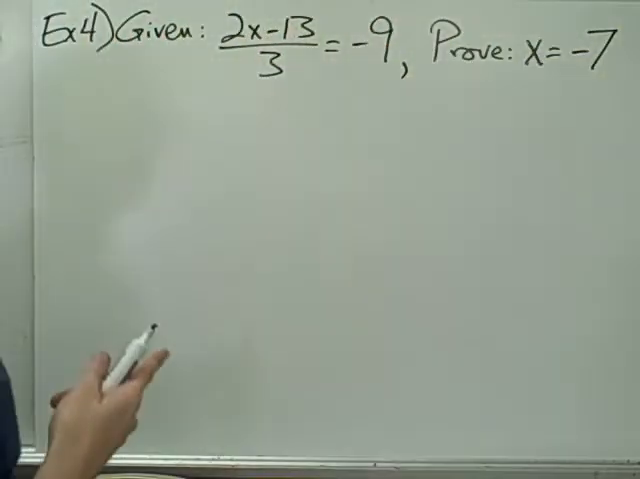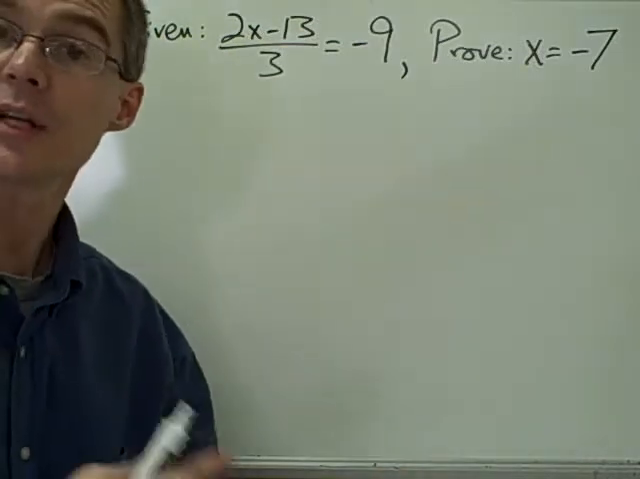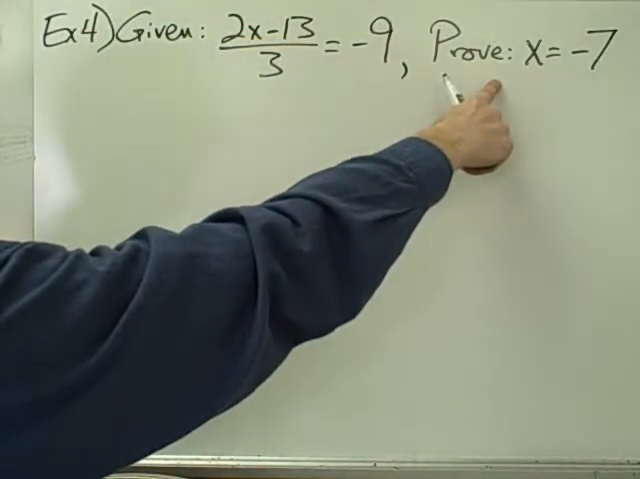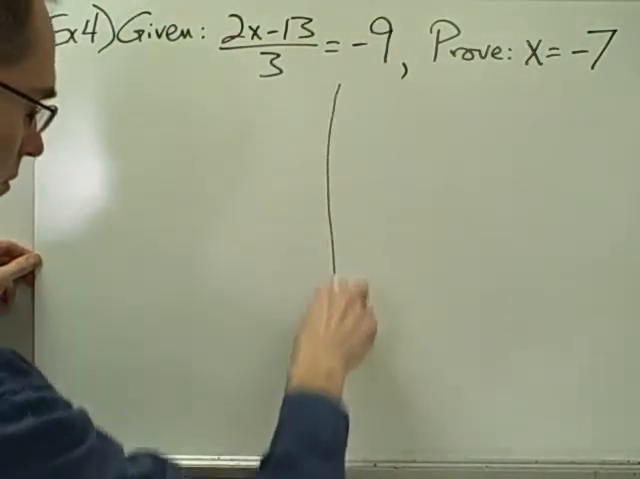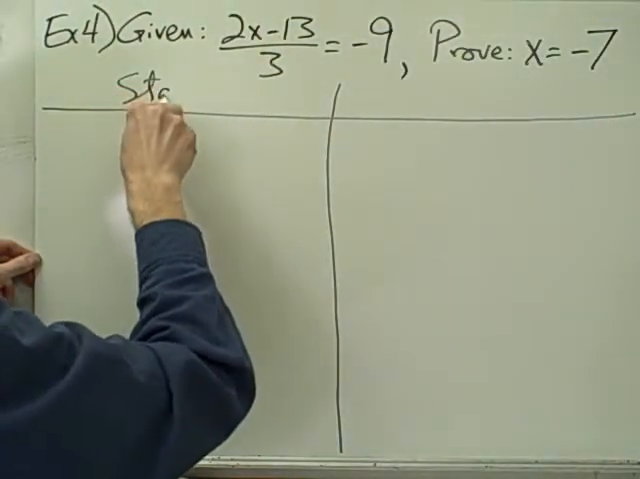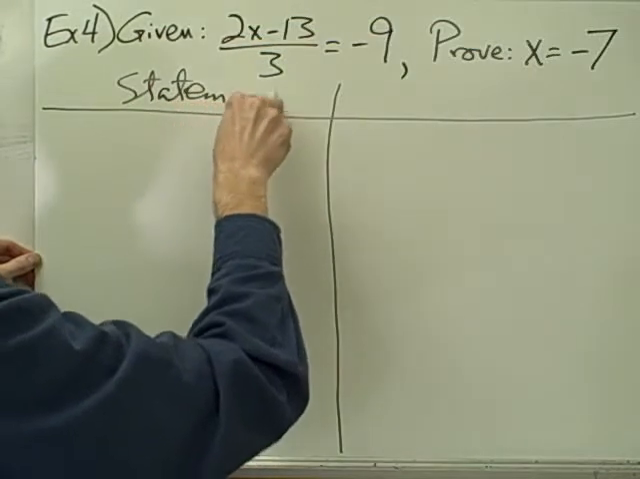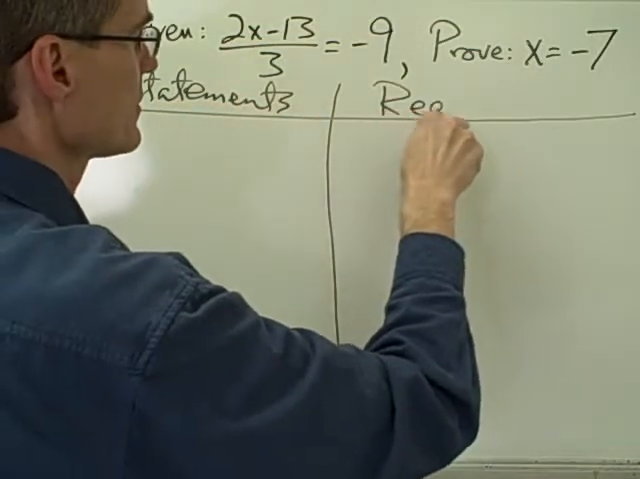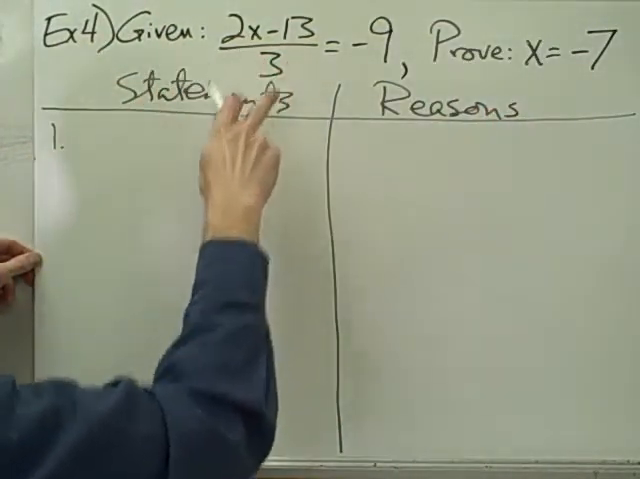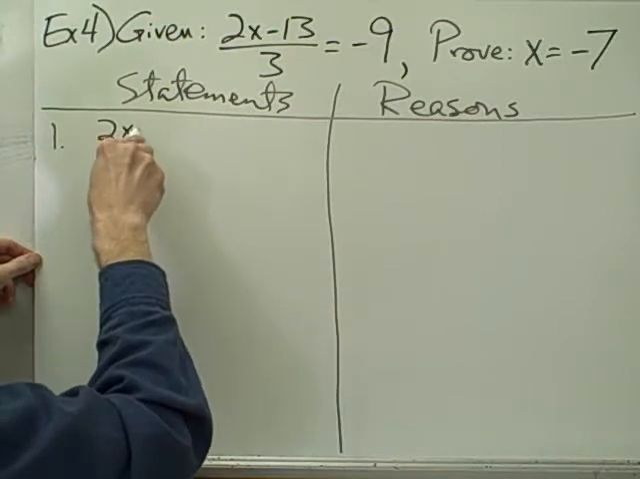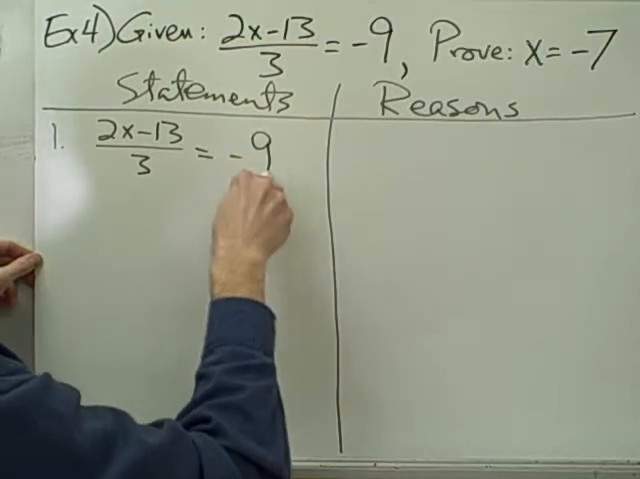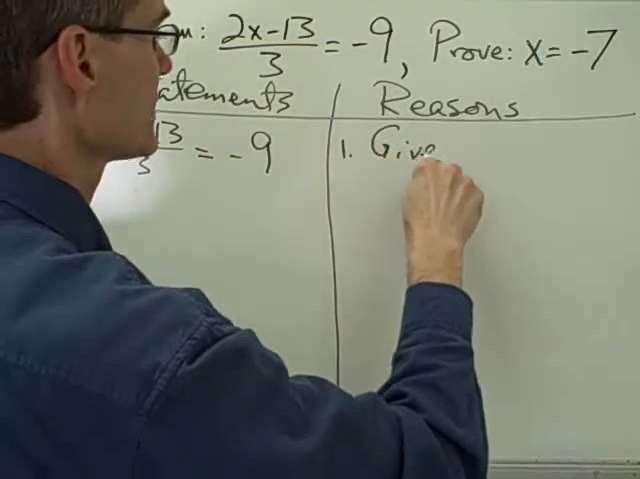All right, let's take a look at this last one. I'm going to get you started on this one, and then I want you to finish it on your own. I've got a given statement here, my equation, and then here's what I'm trying to prove. So once again, I want to start with my T-chart. Statements and reasons. And my first statement is going to be my given. So that's 2x minus 13 over 3 equals negative 9. And that's my given.